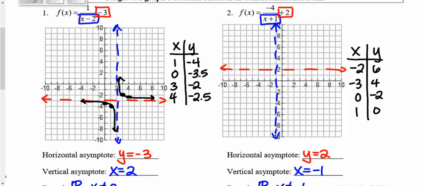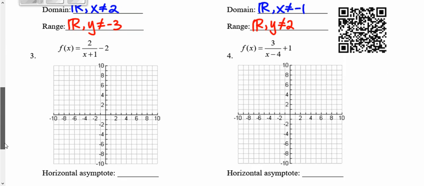So negative 2, 6. Negative 3, 4. 0, negative 2. And 1, 0. And we're going to connect these so that they get really close to the asymptote. Alright, so same process, just different numbers here at the bottom.